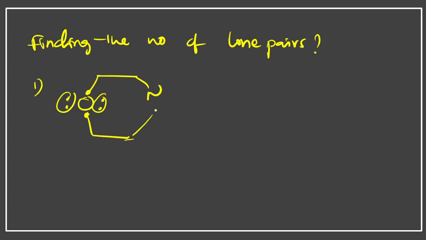Have a look at nitrogen. Nitrogen has already filled 3 electrons. Nitrogen belongs to group 15, which means 5 valence electrons, so it has 1 lone pair. So 2 lone pairs of oxygen and 1 lone pair of nitrogen. The total is 3 lone pairs. Yes or no? Have a look at the second example.